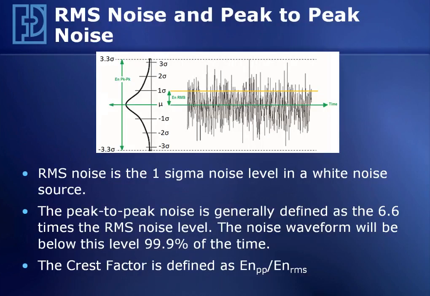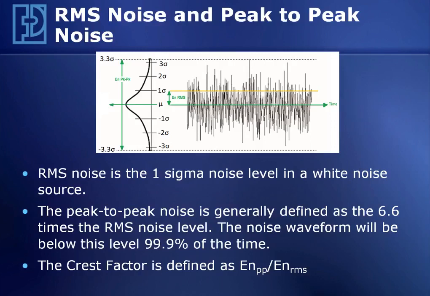Often we're in the lab with an oscilloscope and we're trying to measure noise. With an oscilloscope, it's easier to interpret the noise as peak to peak rather than RMS. And for a white noise source, which has a normal distribution, the 1 sigma noise level is the RMS noise. Commonly accepted in the industry is a definition of peak-to-peak noise equal to 6.6 times the RMS noise level. At 6.6 times the RMS noise level, the noise waveform will be less than this level 99.9% of the time.